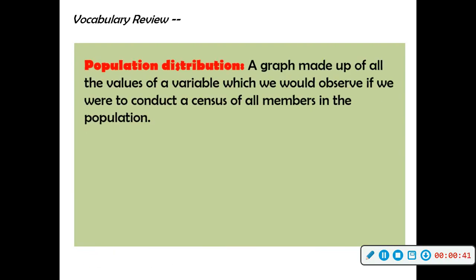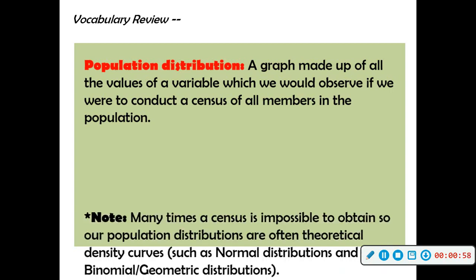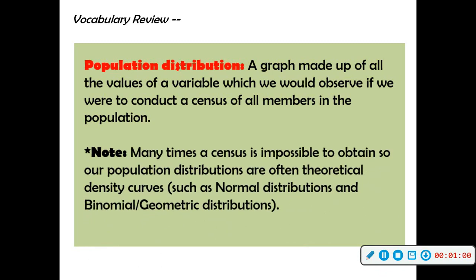A population distribution is a graph made up of all of the values of a variable which we would observe if we were conducting a census of all members in the population. Basically, if we plotted every single data point from every single person, that would be our population distribution. The issue is that a lot of times a census is not possible to obtain, so our population distribution most of the time would be a theoretical density curve, like a normal distribution or a binomial or geometric distribution.